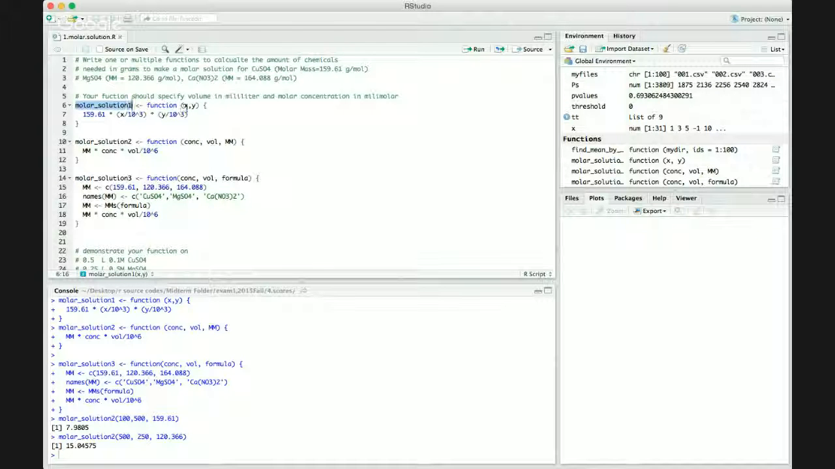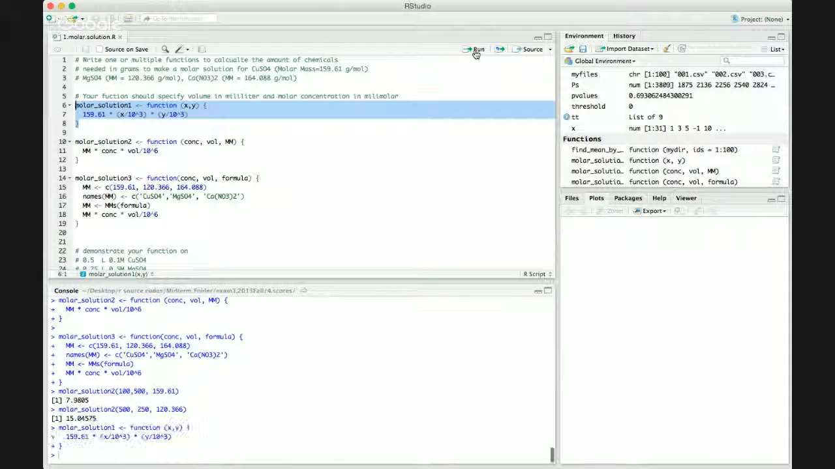The first function that I wrote was called molar solution 1, and the function was very simple, just x and y. I multiplied the molar mass, here the molar mass of CuSO4, it could have been anything, times x to the 3 and y to the 3. This would give us the correct units. So if I save this, and now it's in my environment, this is really simple, but for every single one, I'd have to write the molecular mass.